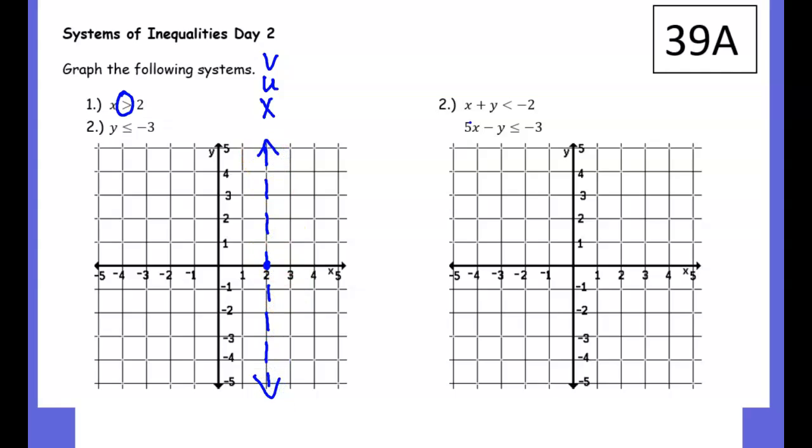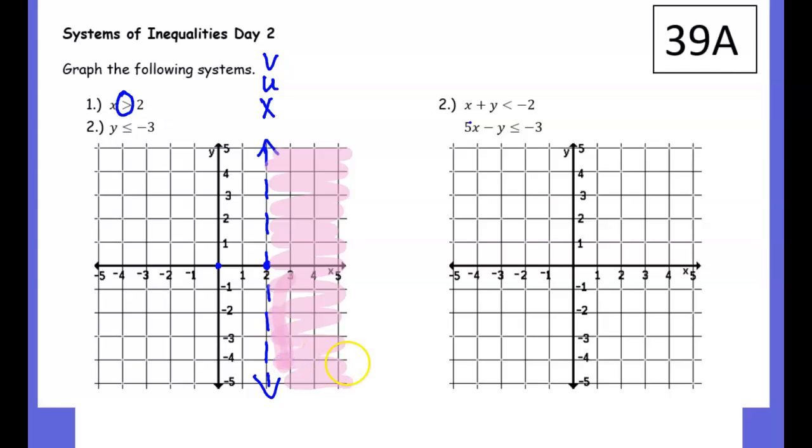We can test the point 0, 0 to see which side to shade on, or you can just think of it as x is greater than, so think of the number line, it would be to the right, all the values. Or if you tested 0, 0, it would be 0 is greater than 2, which is false, which means you would shade on this side of the line. But this would be x is greater than 2.